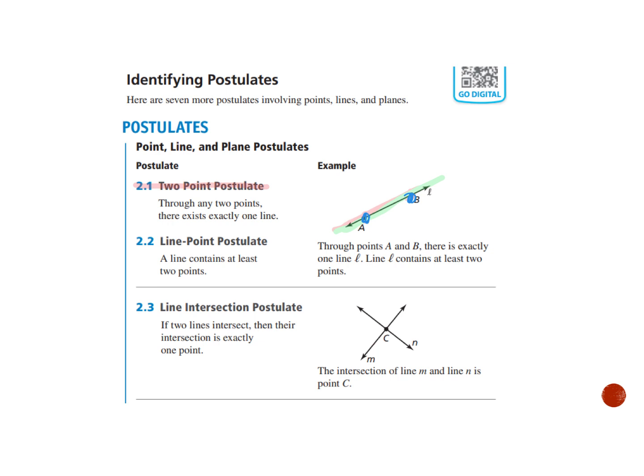For postulate 2.3, we have the line intersection postulate. And this says if 2 lines intersect, then their intersection is exactly 1 point. So you can see here we have line N and line M, and they are going to intersect at exactly 1 point, and that point here is labeled as point C.